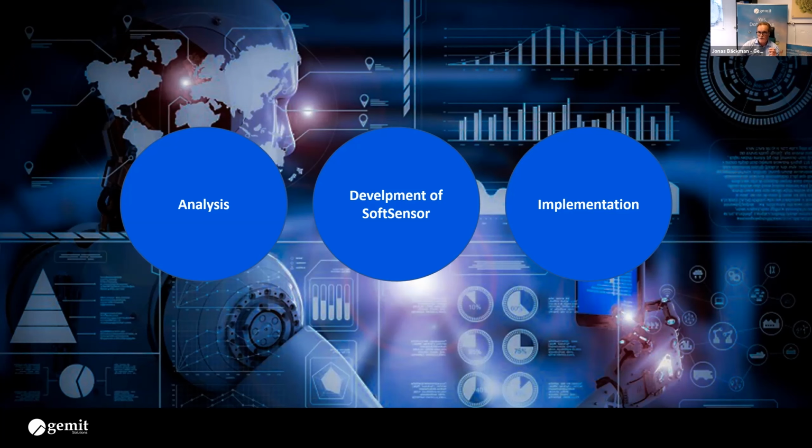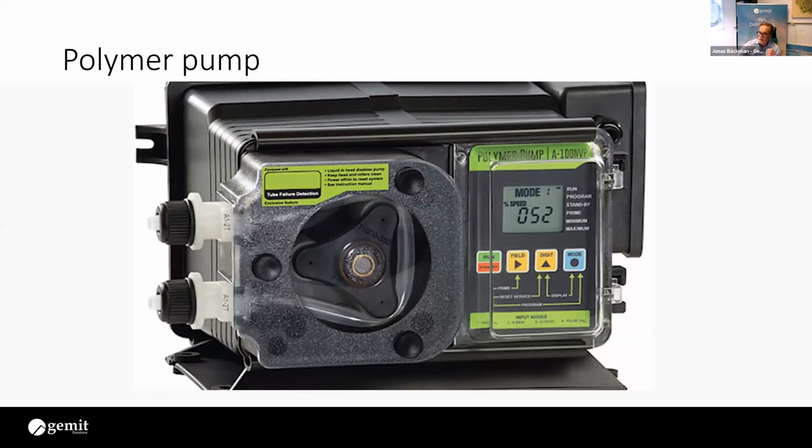And I have a very short case number 2. It's all about a polymer pump. And this polymer pump is also heavily used by the water industry. And polymer is a chemical used to remove water from sludge. And of course, pumps sometimes break.